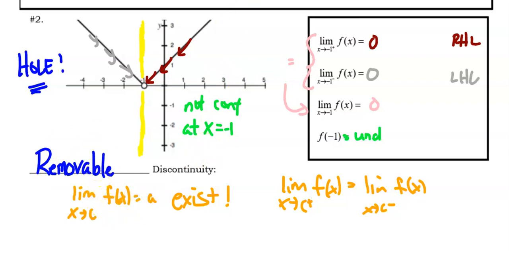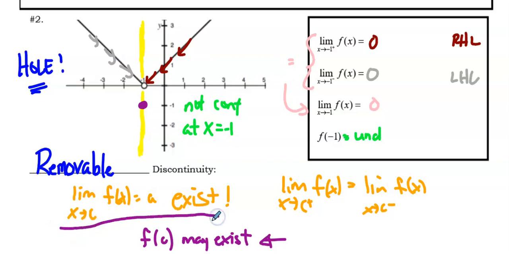I also want to add that f of c may exist. It doesn't have to be undefined. If I had moved this point here, then f of -1 would now be equal to -1, and again it's still not continuous because these two numbers aren't equal to each other. So this may or may not exist. This is not a guarantee, but for removable discontinuity, the limit will always exist. All right, so that's the first of the types of discontinuity. We're going to do two more and see what you guys can do with that. So we have continuity, and now we have removable discontinuity. Let's go into the next example.